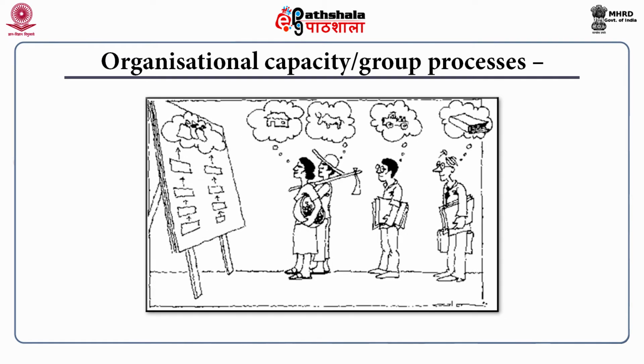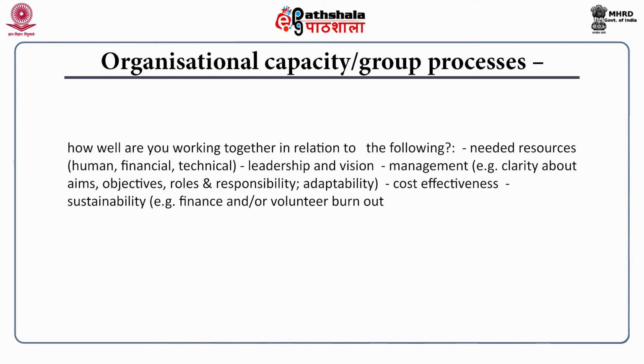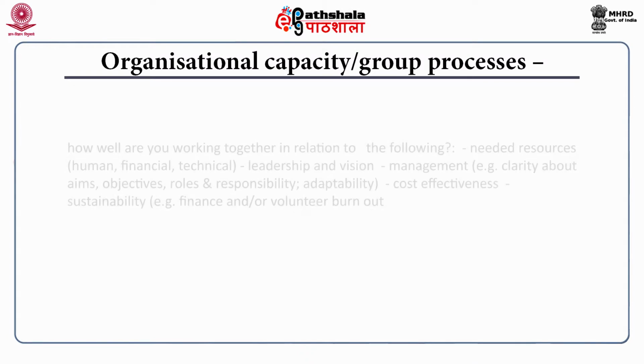Organizational capacity or group processes. How well are you working together in relation to the following? Needed resources, which could be human, financial, technical, leadership and vision and management, that is, whether we are clear about the aims of M&E, objectives, roles, responsibilities, adaptability, cost effectiveness and sustainability.